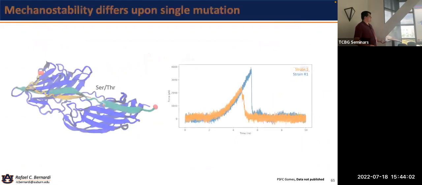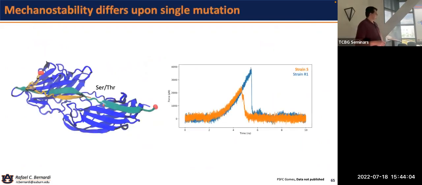And so just to give you an idea where that residue is, right here, just that residue interface, it's right at the latch. It's not a direct interaction with the peptide, but it's nearby. And this is the result we get, like one of the traces, an exemplary trace. So see, this is the susceptible one, this is the resistant one.